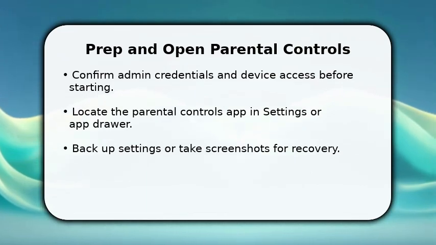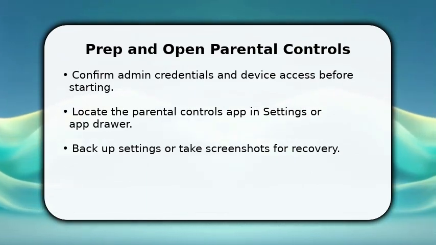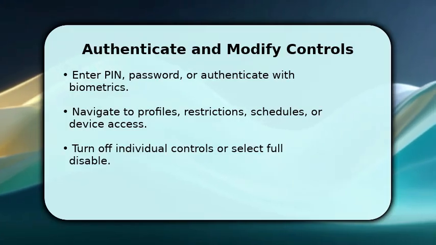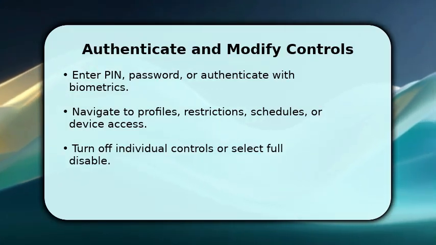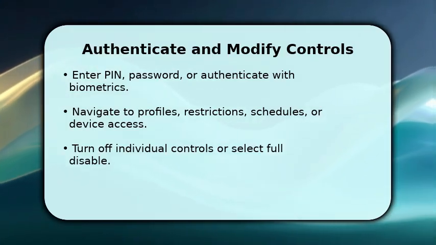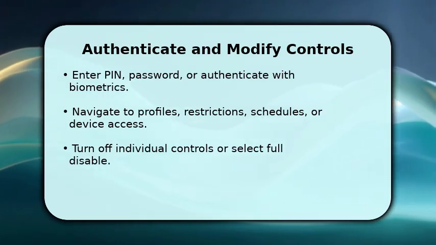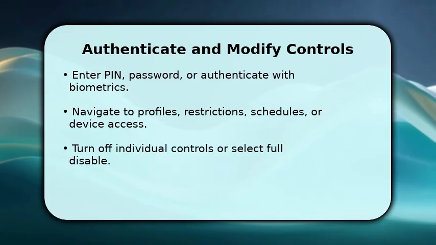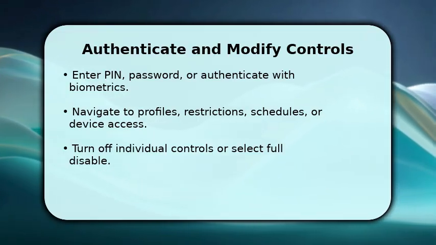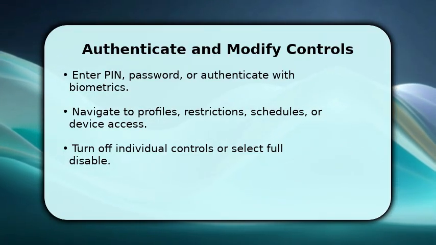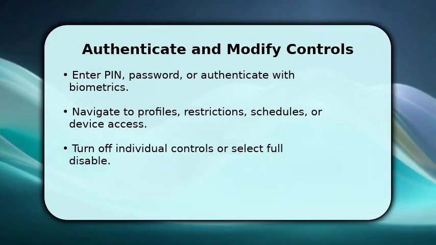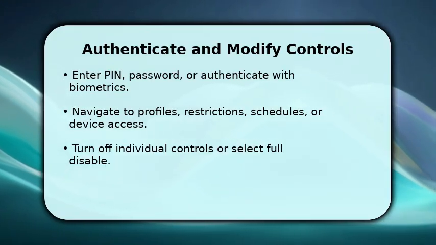Now authenticate with the Parental app using the PIN, password, or biometric method. This unlocks edit controls. Once authenticated, go to Profiles or Device Access and review active restrictions such as app limits, web filters, and schedules. Edit each section. Remove blocked apps, disable time limits, and set web filtering to off, or choose the app's master switch to disable all protections. Both approaches work.